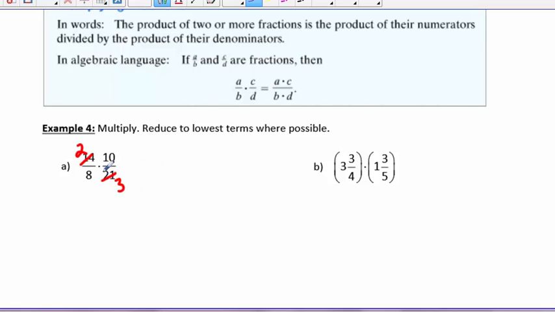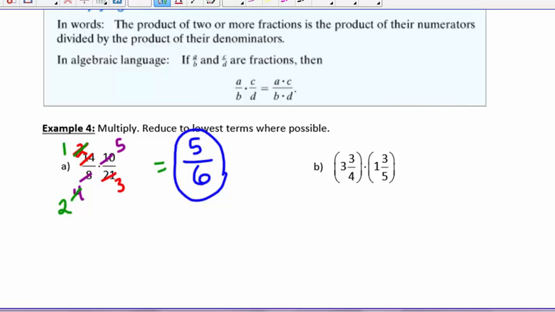Now consider the 10 and the 8. They can both be divided by 2. 2 goes into 10 5 times. 2 goes into 8 4 times. And one more cancellation here. Any numerator with any denominator, 2 and 4 can both be divided by 2. So I should use a different color. 2 goes into 2 once. 2 goes into 4 twice. Multiply anything that's left for your final answer. So my final answer is going to be 1 times 5 is 5 across the top, and 2 times 3 is 6 across the bottom for 5/6.